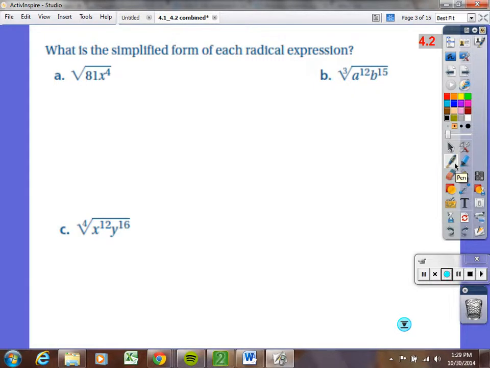Square root of 81. 9. Square root of x to the 4th. X squared. No. That'd be cube root of a to the 12th is a to the 4th.